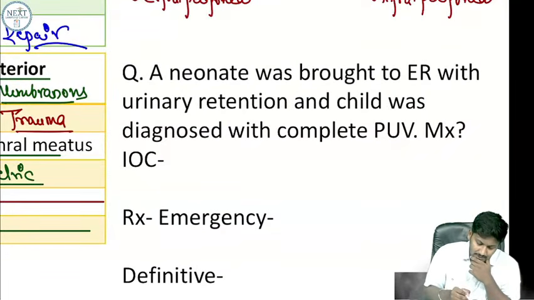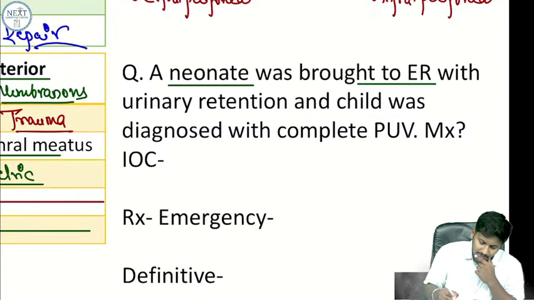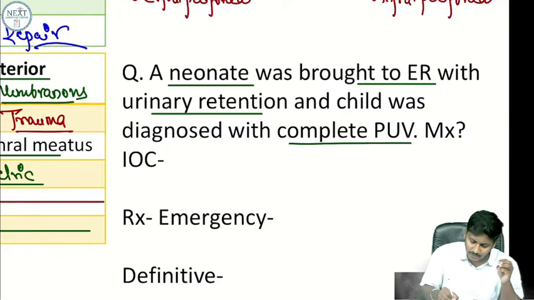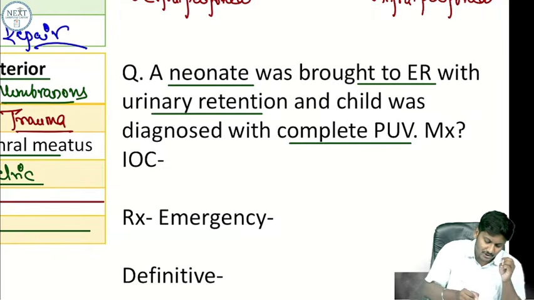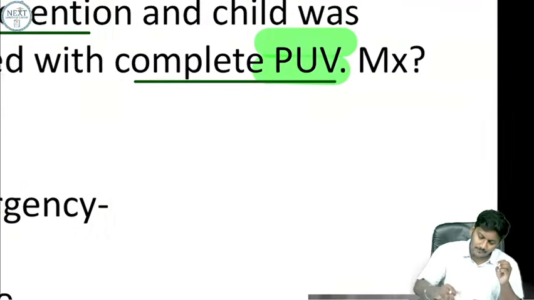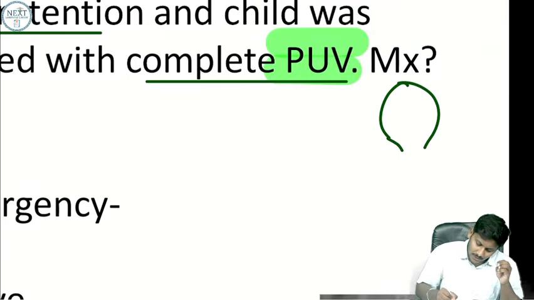It states that we have a neonate who was brought to the ER, the emergency room, with complaints of urinary retention. The child was diagnosed with a case of complete PUV. What is PUV? Posterior urethral valve. I hope all of you are quite aware. In the male urethra, sometimes in the posterior urethra there is a kind of valve, a one-way or unidirectional valve, which will not allow the urine to come outside.